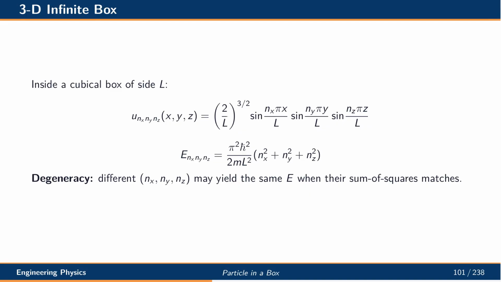In 3 dimensions, a cubical box of side L gives rise to wave functions that are products of 3 one-dimensional sine functions. The energy depends on 3 quantum numbers, one for each axis. Because the energies depend on the sum of the squares of the quantum numbers, different combinations can give the same energy. This is called degeneracy. Degeneracy plays a central role in atomic structure and in the optical properties.